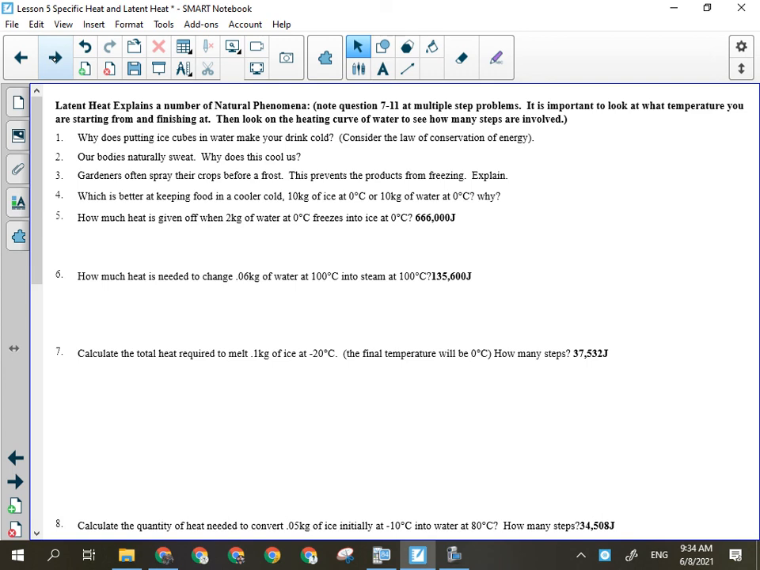All right, gardeners often spray their crops before a frost. This is especially true in Canada for apple orchards and vineyards. If there's going to be a hard frost, they don't want the fruit to freeze because then it will be useless. So they spray it so that there's a thin film of water on the fruit. Why will that prevent the fruit from freezing? What will the water do? If it gets below 0, what will the water that's sitting on the fruit do? Freeze. When water freezes, it gives off energy.